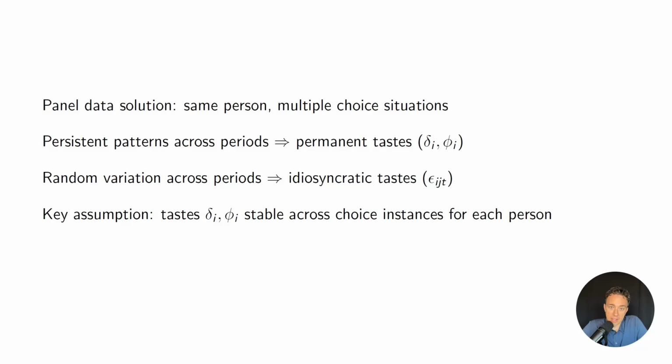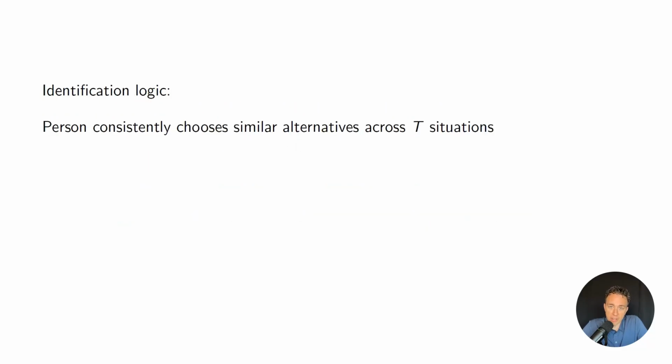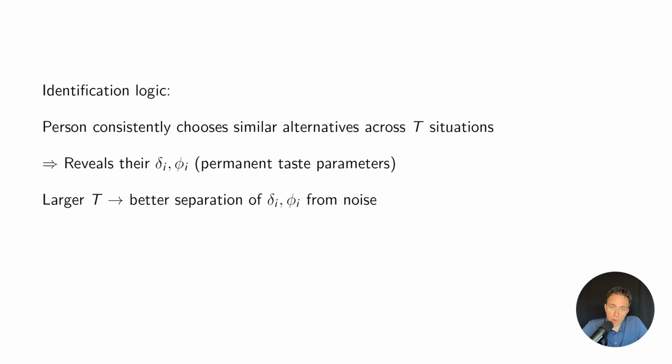And the key assumption that we need to make any kind of identification argument in this scenario is that these tastes, these delta i and phi i, are stable across all the different choice situations that we see the person in. So basically the logic goes, the person would consistently choose similar alternatives across all the different situations if their preferences are loading on that delta i or phi i component. If we have more and more choice situations, then we're going to get better separation of these individual specific preferences relative to the idiosyncratic noise.